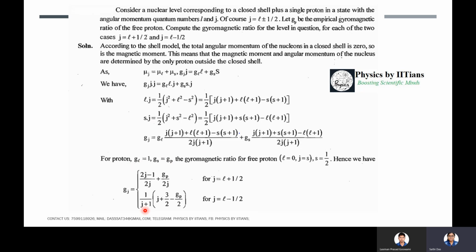So you have to remember these two formulas for the gyromagnetic ratio. Where j equals L plus half, you have to consider this one; where j equals L minus half, you have to consider this one.